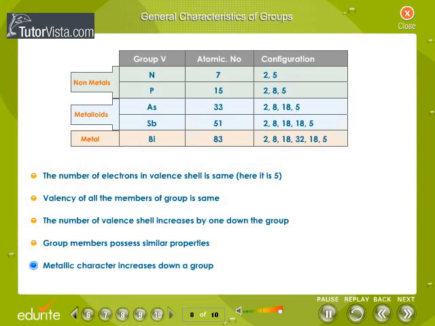Metallic character increases down a group. Nitrogen and phosphorus are non-metals. Arsenic and antimony have both metallic and non-metallic properties and are metalloids, and bismuth is a pure metal.